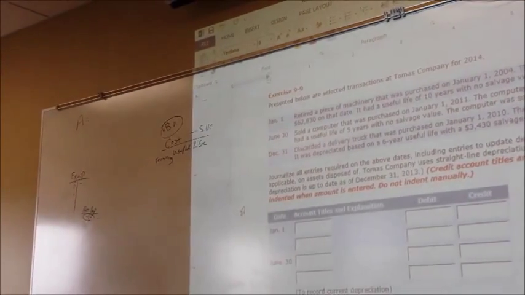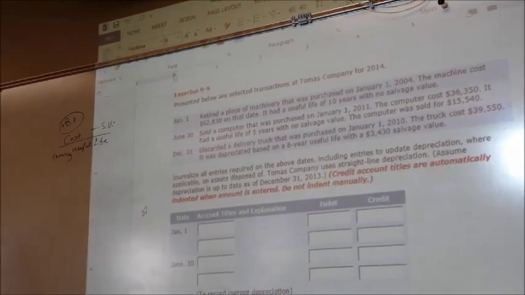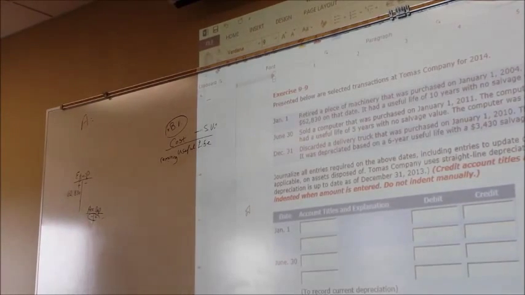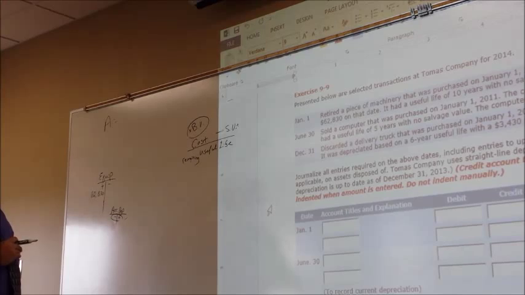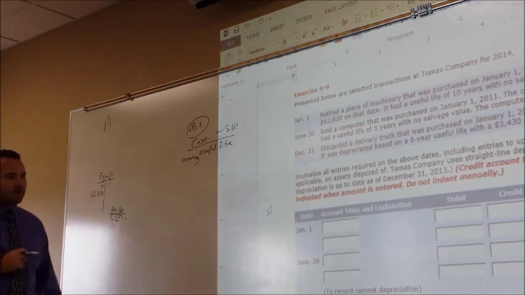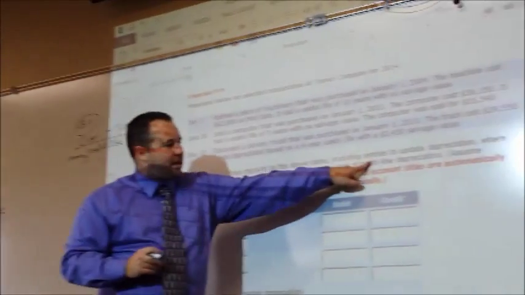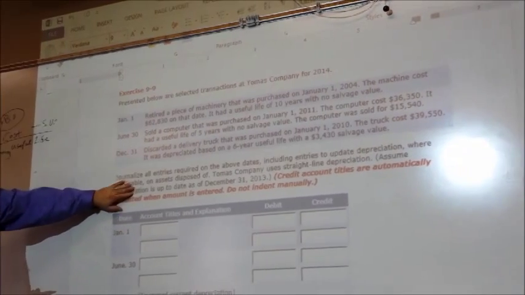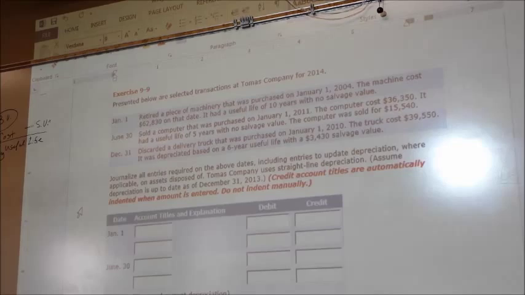So in 2004, I got a piece of equipment, cost $62,830. No salvage value, and I'm going to depreciate it for 10 years. 6,283. Okay, we're going to use straight line, it tells us. And it tells us the depreciation is all up to date. We've done it right the whole 10 years.